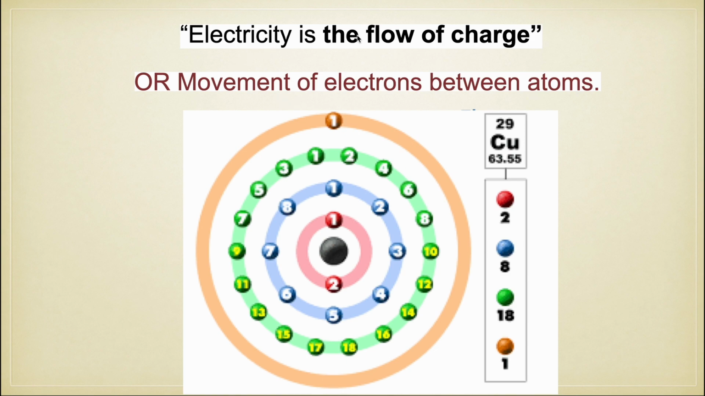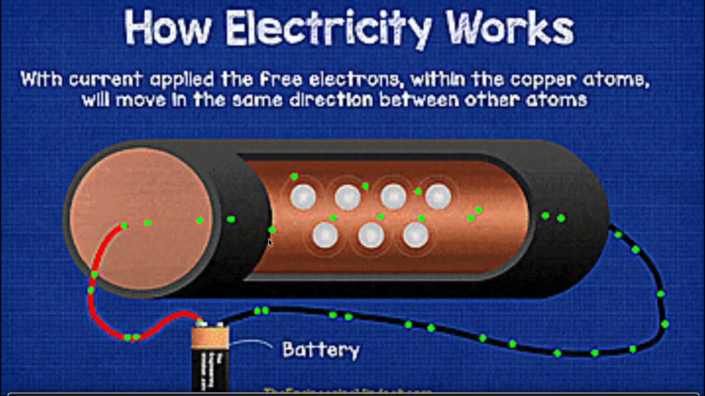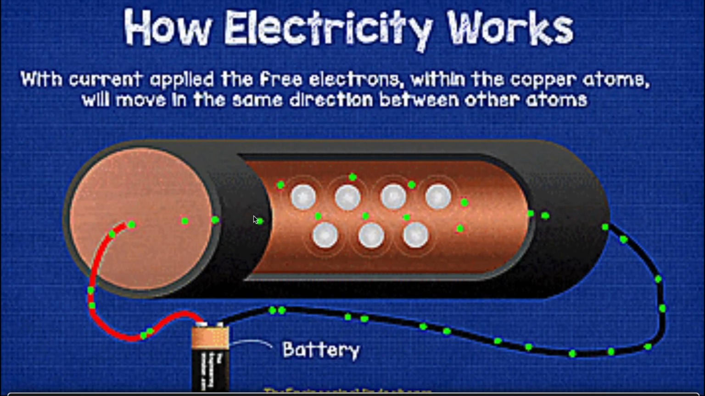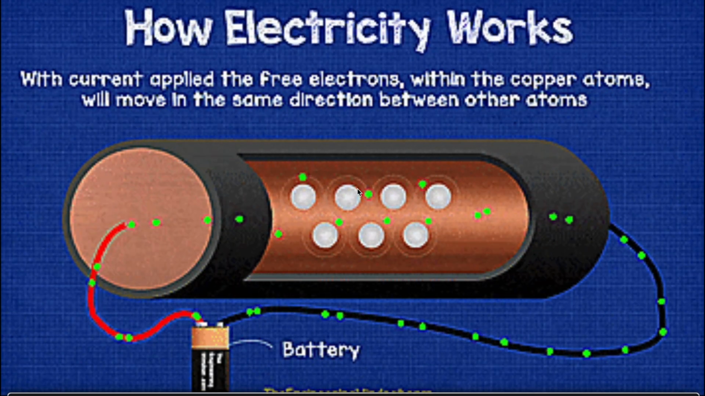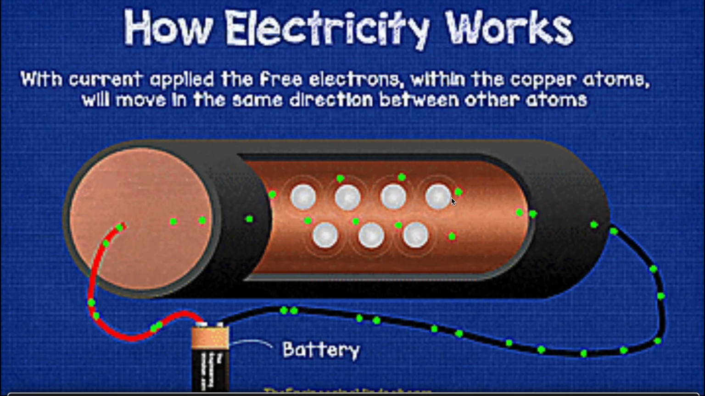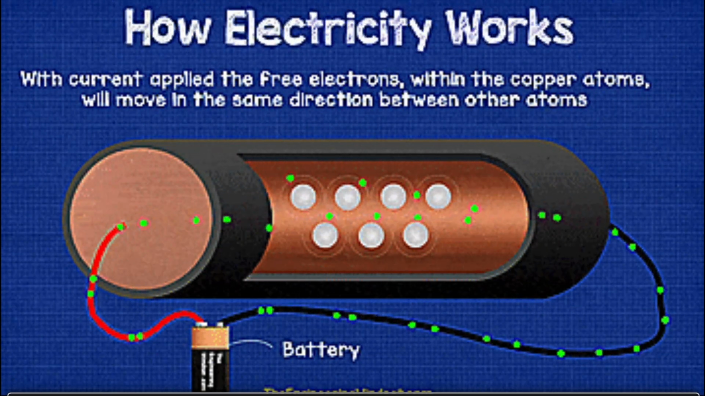Remember, we learned electricity is the flow of charge or movement of electrons between atoms. So after learning what a free electron is, we can understand that the free electrons are the ones that help with the flow of electricity. In this video, this is a zoomed picture of a wire. You can see how the free electron is jumping around from one atom to another. That's what helps with the flow of electricity. Clear?